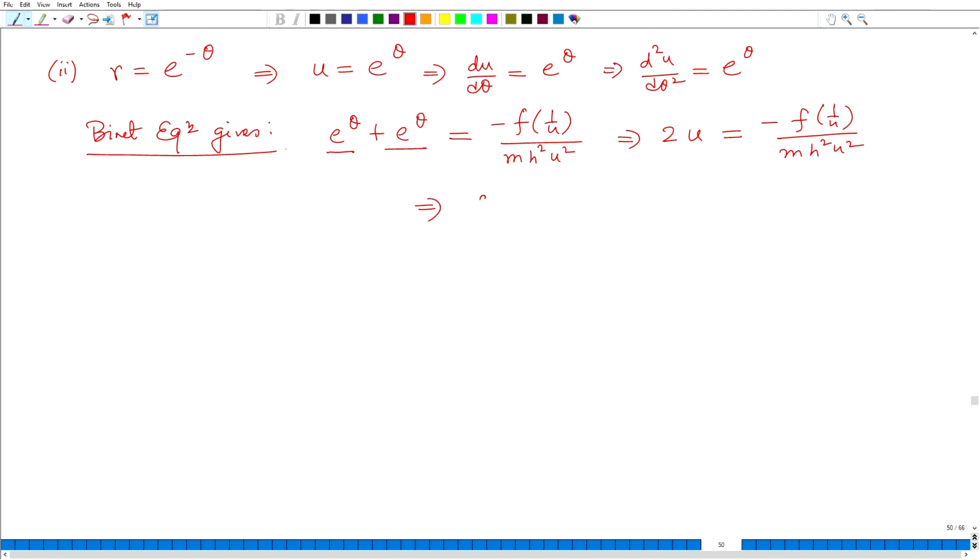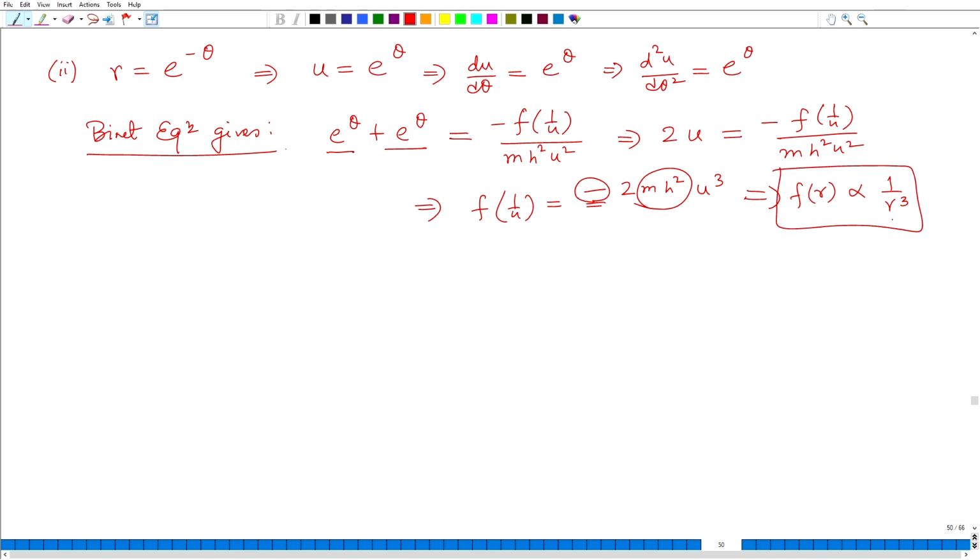and that is why you will have f of 1 over u is equal to minus 2 m h square u cube, which is nothing but then f of r will be proportional to 1 by r cube. All these things are positive, then this is a minus sign. So, it will be actually a 1 by r cube force law and attractive in nature.